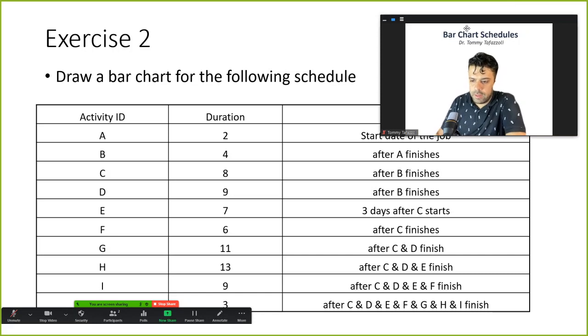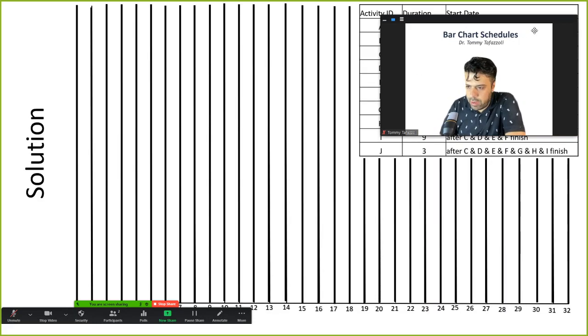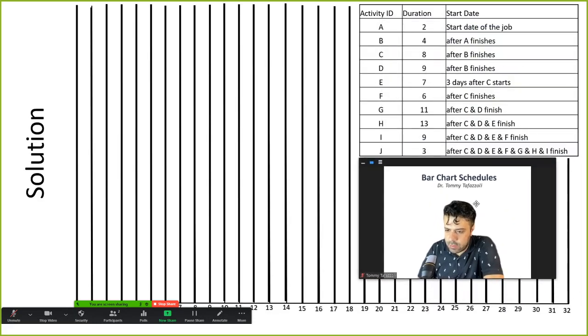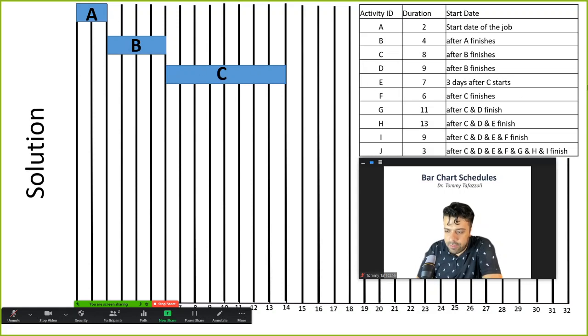All right, there is a similar exercise based on that. Let's solve it together. So A starts in the beginning, it takes 2 days. B starts after A, it takes 4 days. C starts after B finishes, so right after B, and 8 days is the duration. E starts 3 days after C starts, not after C finishes. So E starts 3 days after C starts.